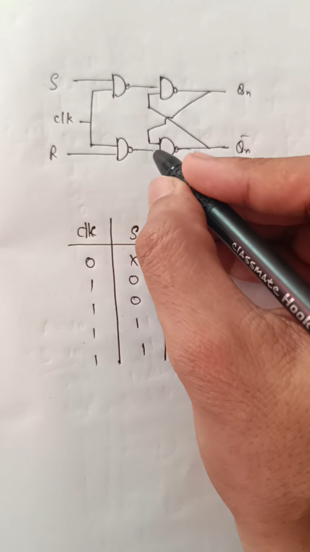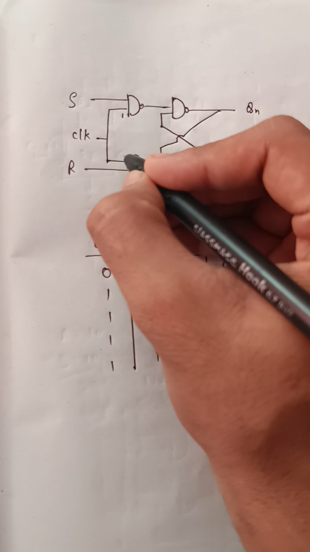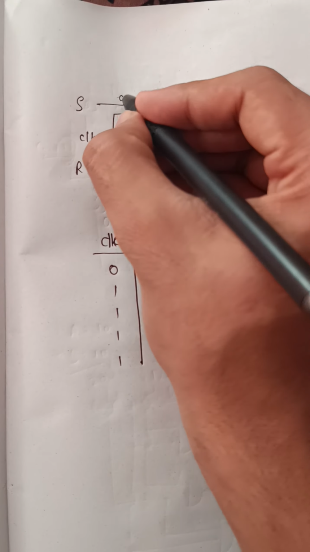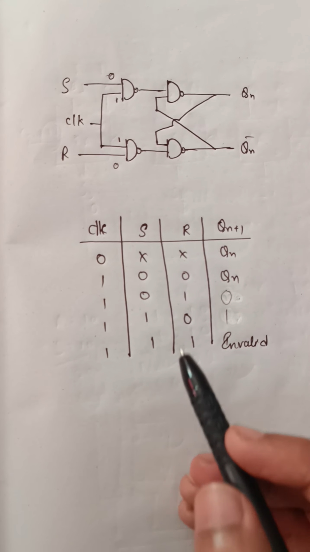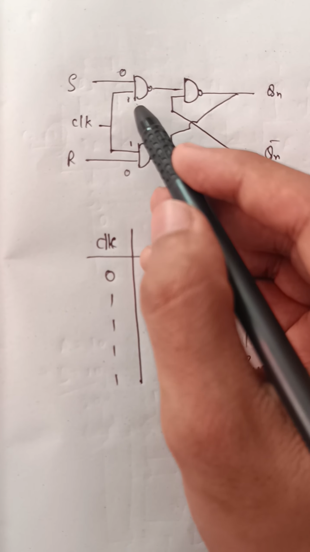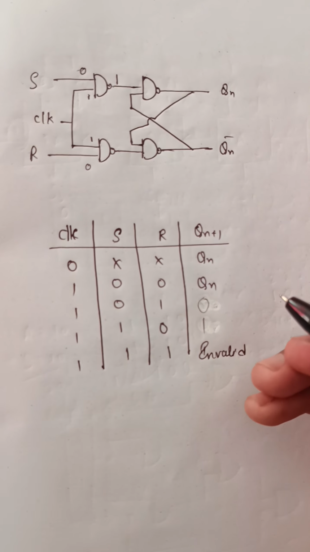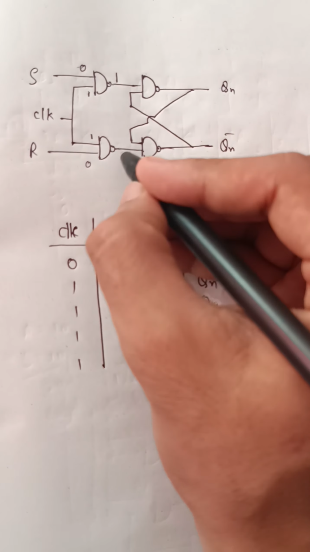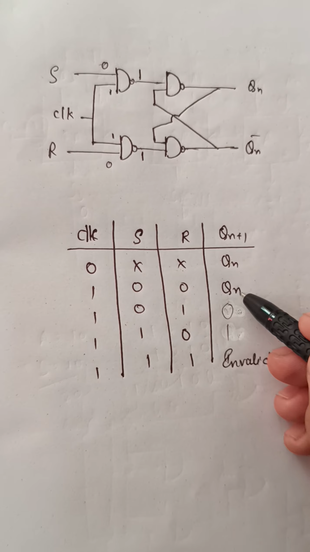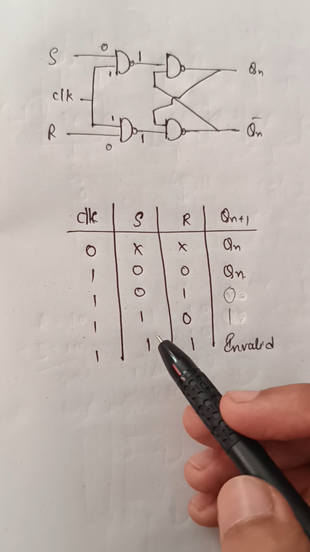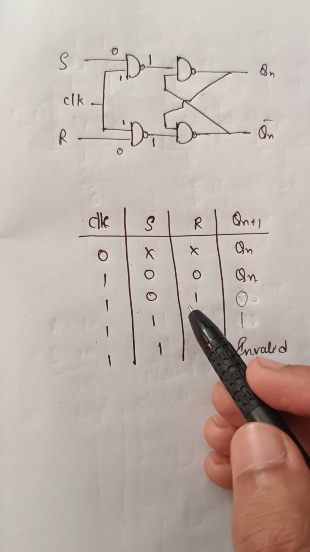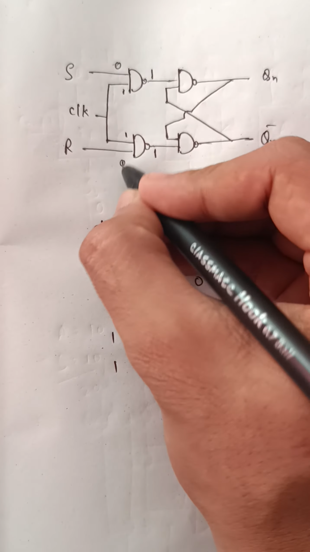Here the clock value is 1, and S and R values are 0 0. S value is 0 and R value is 0. Then the NAND gate with 0 will give 1, and this also gives 1. Then the Qn+1 value will be Qn. Then in the second condition, S and R values will be 0 and 1 respectively. Here S is 0 and R is 1.